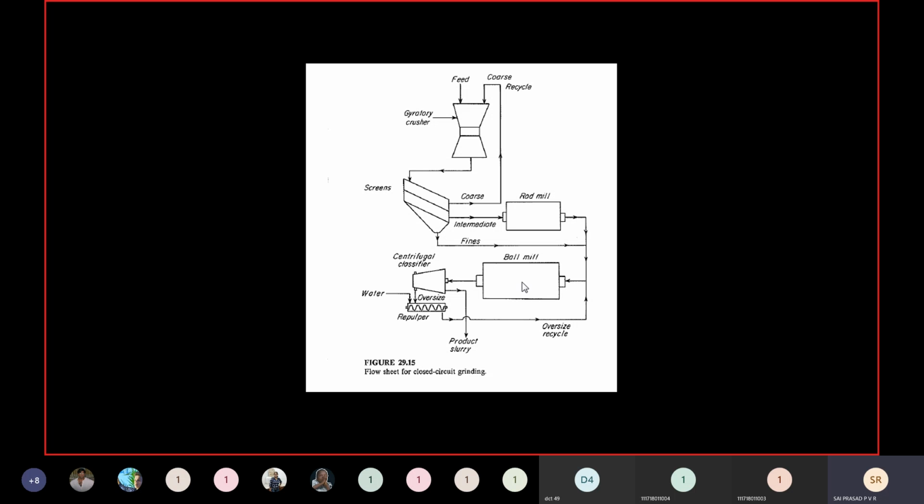ball mill. Where in the ball mill, of course, we are going to add the water. We know that the function of adding the water to the ball mill is only one thing. We are supposed to see that the void fractions are filled with the water level so that the particle will not hide in between the gaps. It will come to the vicinity of the crushing zone. And after the crushing is over, the liquid is sent back to the centrifugal classifier.